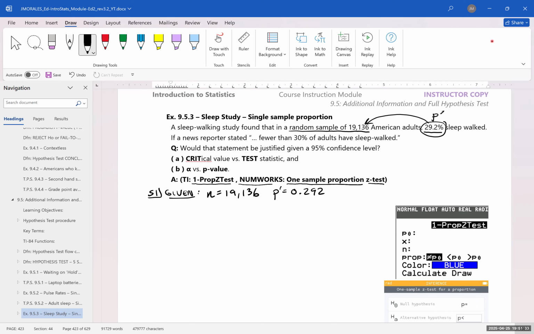If a news reporter stated fewer than 30% of adults have sleepwalked, okay, so 30% of adults, that's kind of indicating a population. And remember, we use the letter P without a hat or a prime, an apostrophe, to signify a population proportion. So let's see, fewer than 30%. So we're saying that the population proportion is fewer than 30%. And that is our original claim.